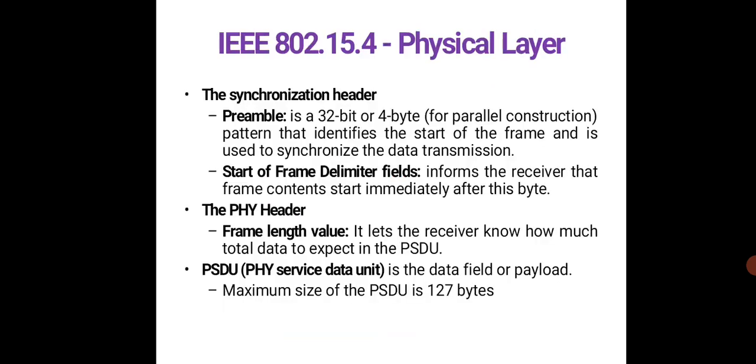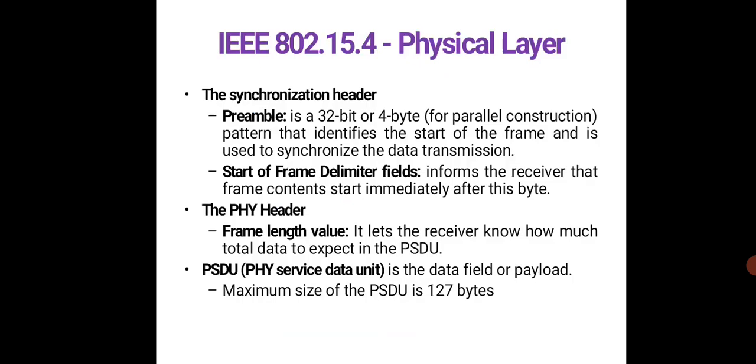Coming to the synchronization header, it has two components. The preamble is a 32-bit or 4 byte pattern that identifies the start of the frame and is used to synchronize the data transmission. The second one is the start of frame delimiter field, which informs the receiver that frame content starts immediately after this byte. Whenever data is sent, there should be something to indicate that this is the start of the frame.